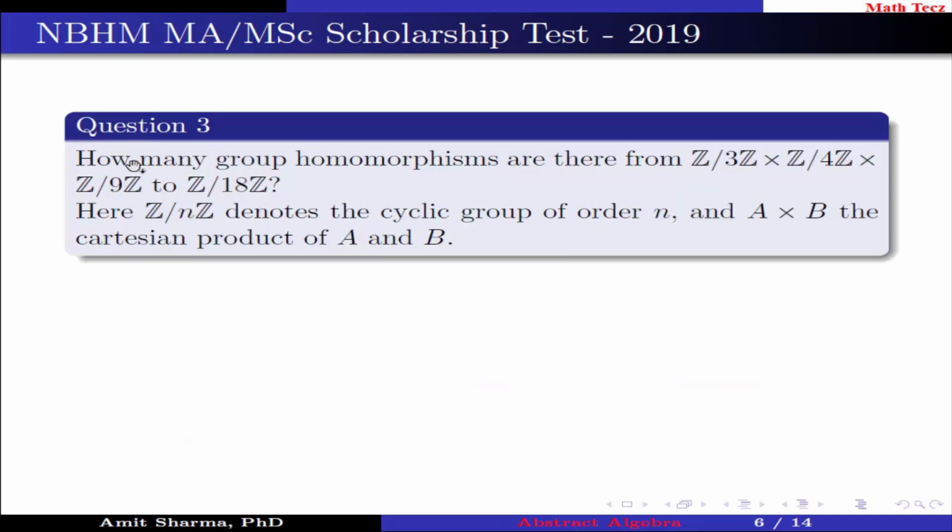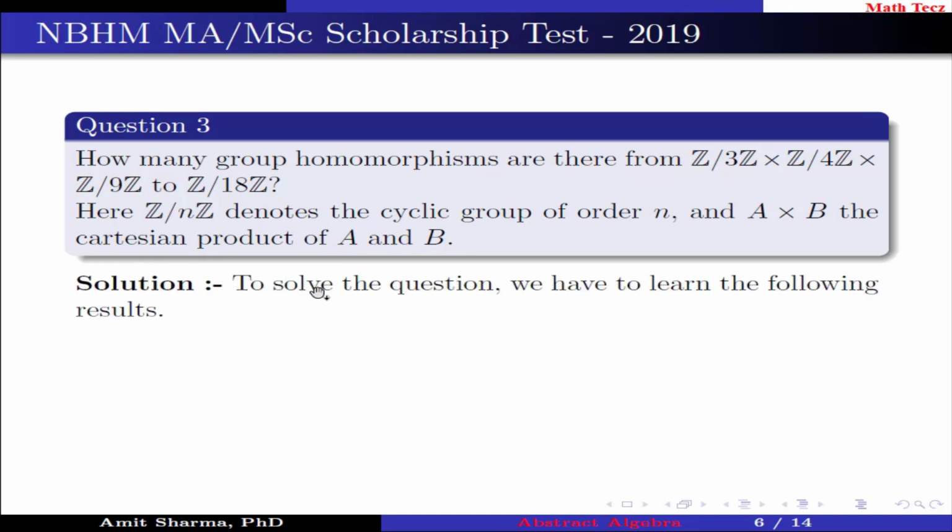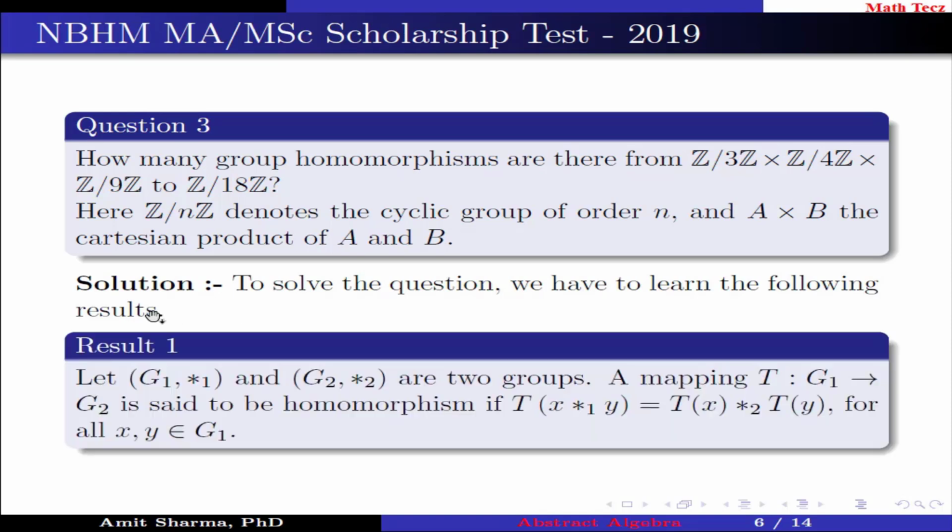Question number 3. How many group homomorphisms are there from Z/3Z times Z/4Z times Z/9Z to Z/18Z? Here Z/nZ denotes the cyclic group of order n and A cross B is the Cartesian product of A and B. To solve the question, we have to learn the following results.